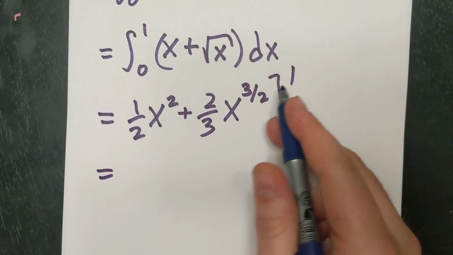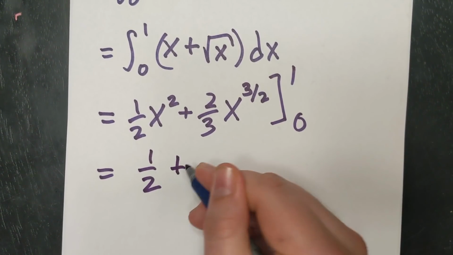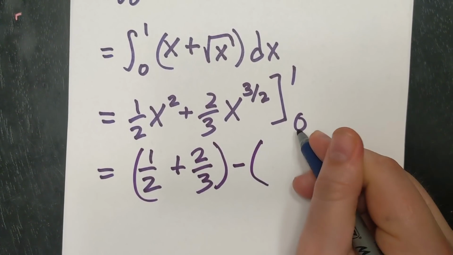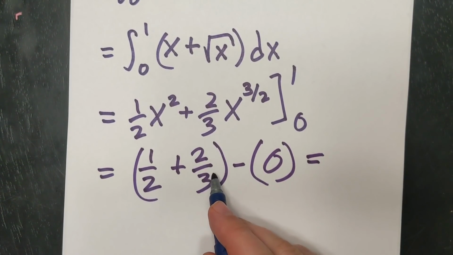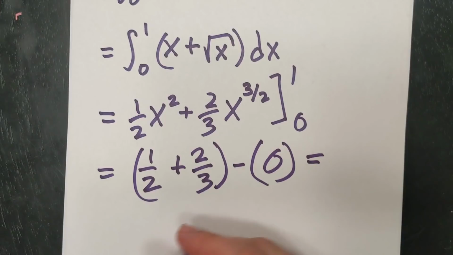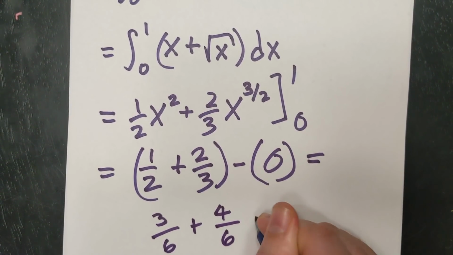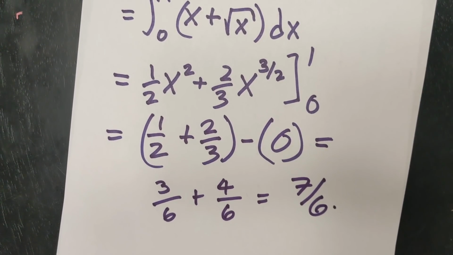So this comes out to be a 1. You plug 1 in. It becomes a half plus 2/3. Minus, plug 0 in. Well, that's all just 0. So you just have a half plus 2/3. This is just 3 over 6 plus 4 over 6. This is just 7 over 6.